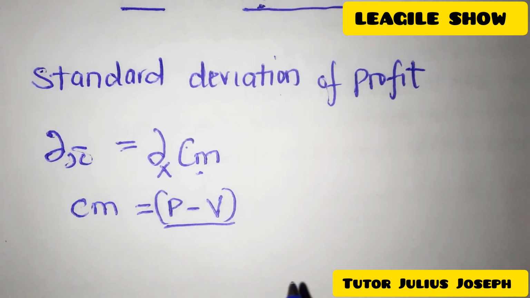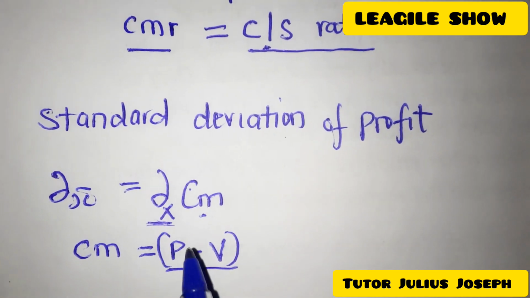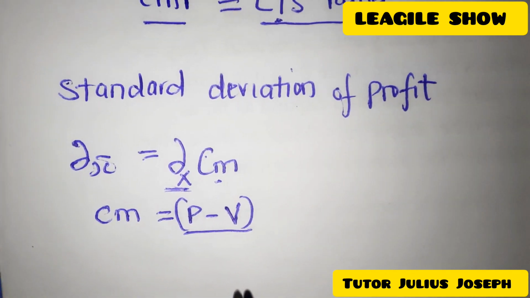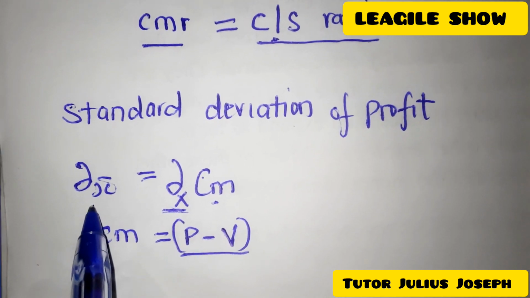So in this case, the question may give you the standard deviation of sales and maybe give you the price and the variable cost per unit. Given those values, then you will be in a position to actually find the standard deviation of profits.